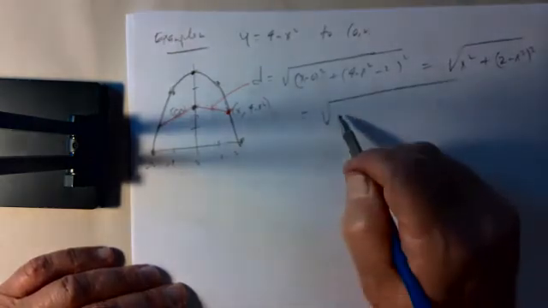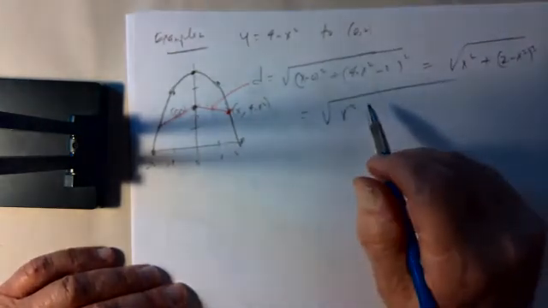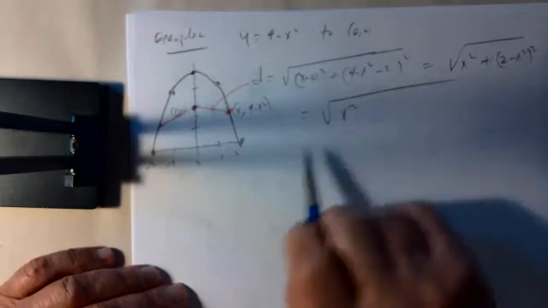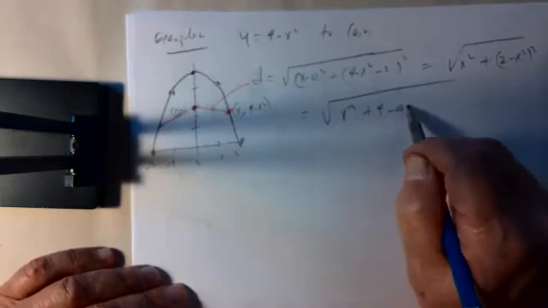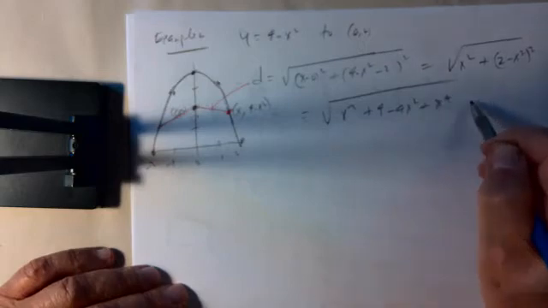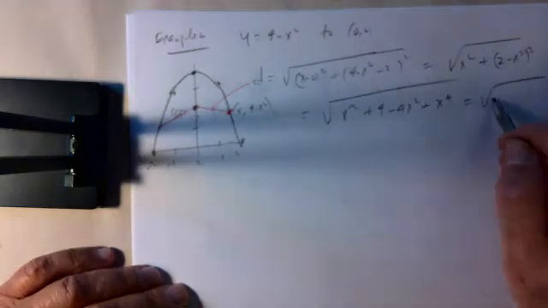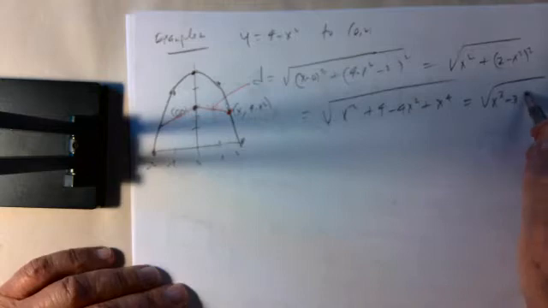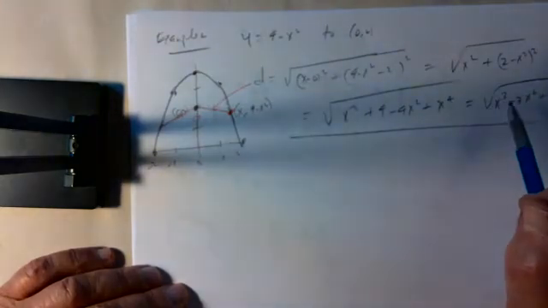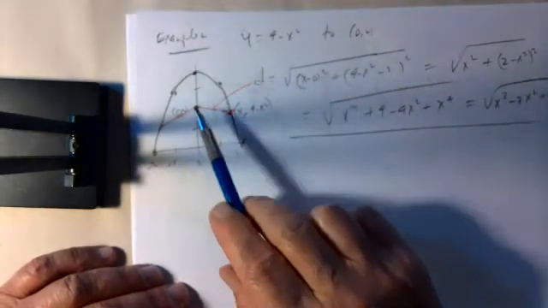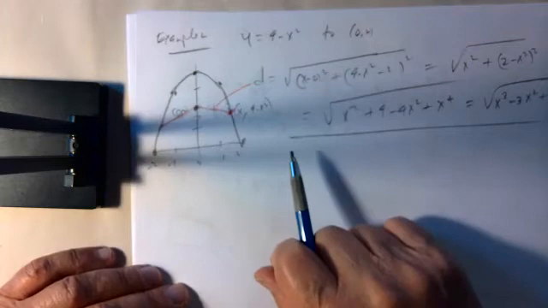That's the square root of x squared plus 4 minus 4x squared plus x to the 4th. That's the square root of x to the 4th minus 3x squared plus 4. So for any x, this is the distance to the point 0, 2.